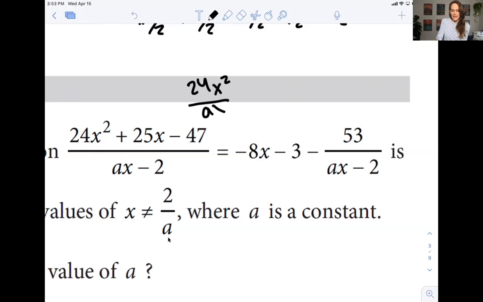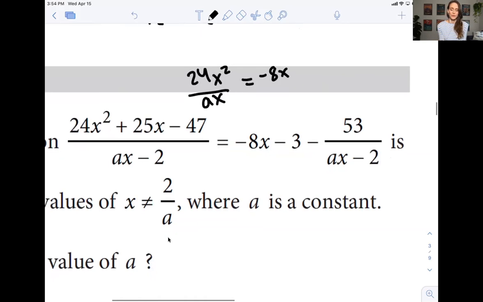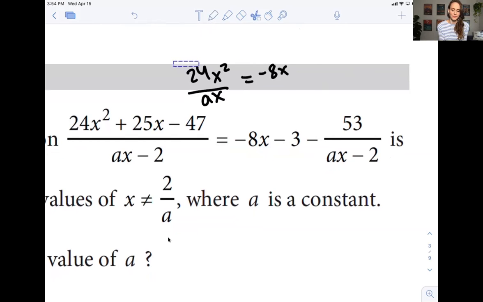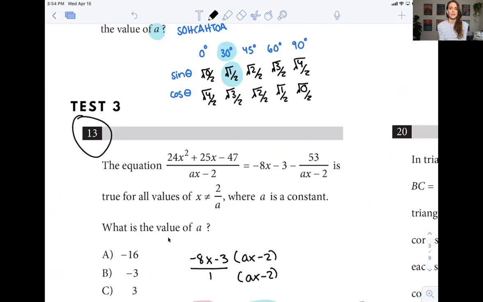divided by ax would equal negative 8x. So 24 divided by what number gives us negative 8? It would be divided by negative 3. So that's if you're just thinking through this in your head. Pretty crazy, right? I think that's pretty crazy. So we're just probably not going to be thinking of that on test day.